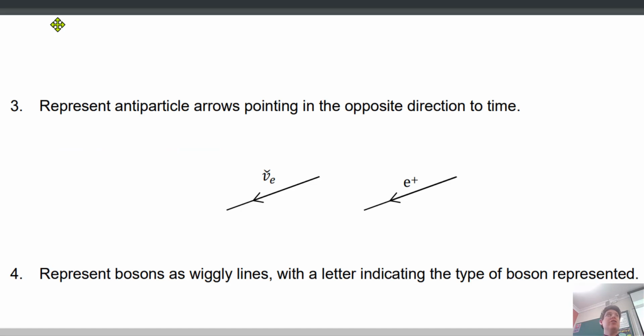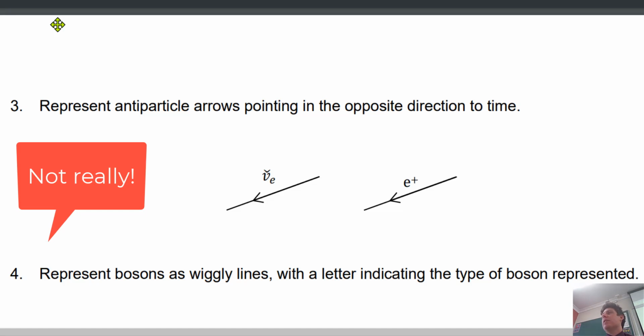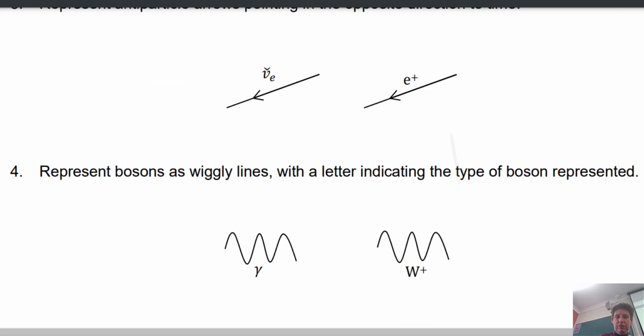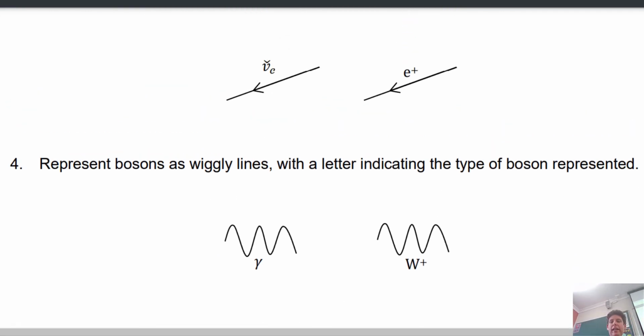The third convention, antiparticles go from right to left. So basically they're going backwards in time. It's just a way to express the diagram. They don't actually travel back in time. Fourth convention, which is wiggly lines are a boson.